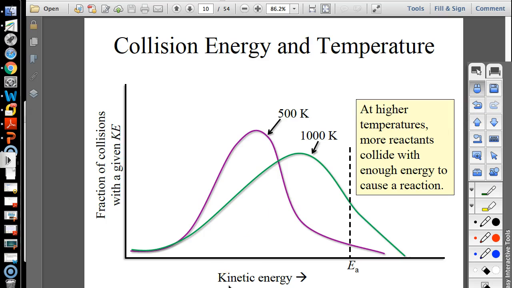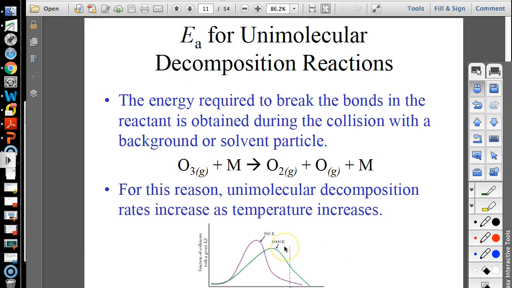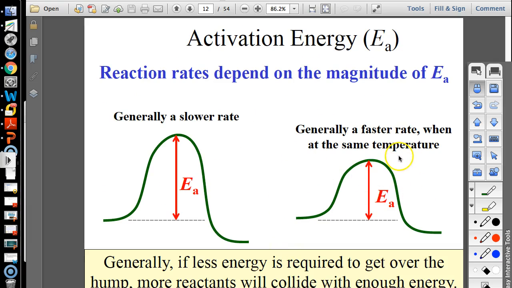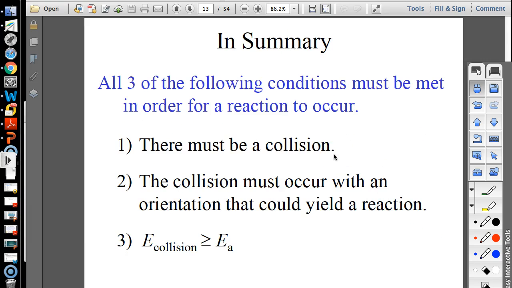Please make it stop. So again, the graph, the line on the graph that I just drew in, where the activation energy is less, that would be this one. So the reaction will happen faster because more particles, a higher concentration of particles, would have enough energy to overcome the activation energy. So in summary, they have to collide.